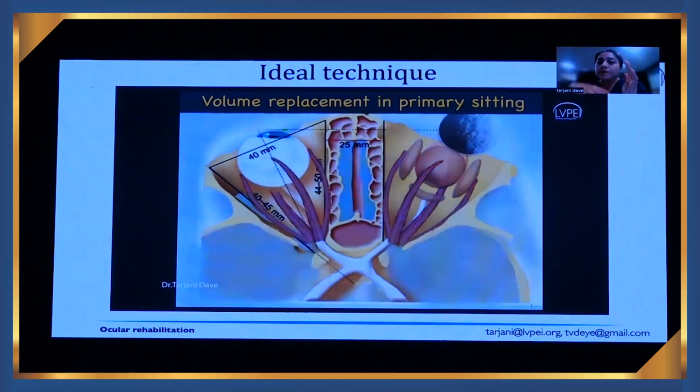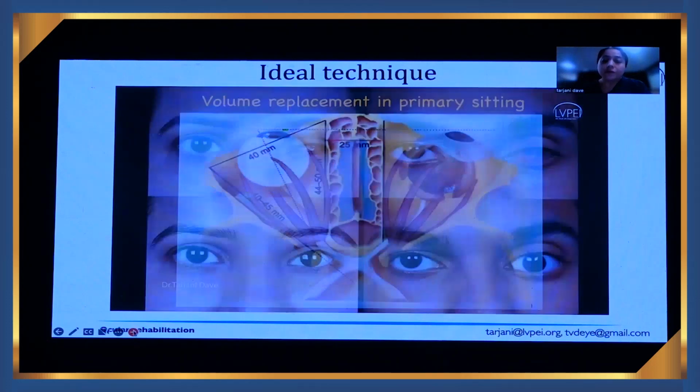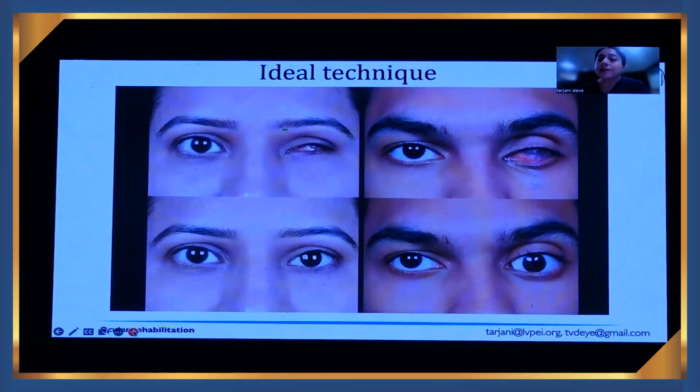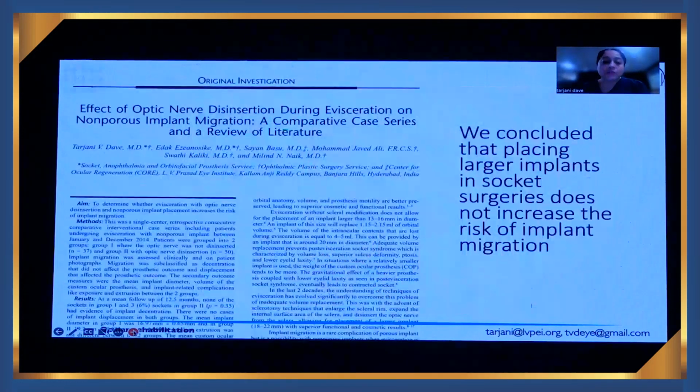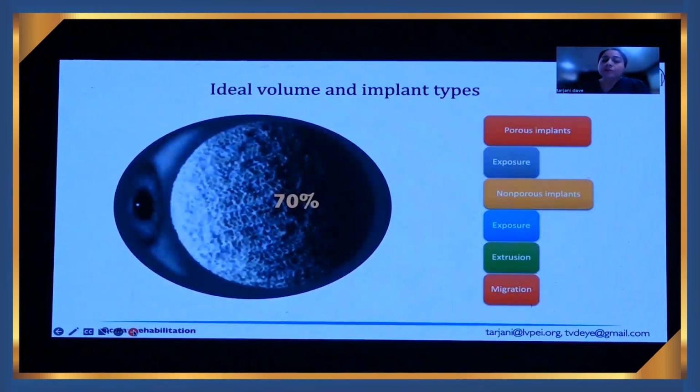You can now place a nice large implant inside and bring the flaps over to cover the implant so that you don't have the risk of implant extrusion and still can place a larger implant, which definitely gives a better cosmesis to these patients. So coming to the types of implants, most of us tend to use the non-porous implants.